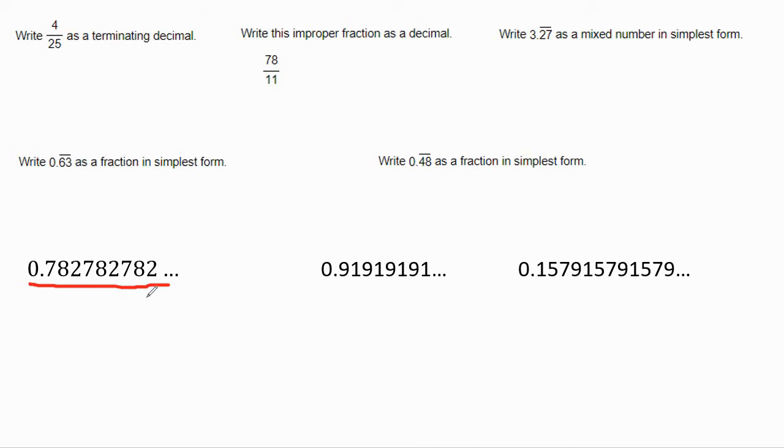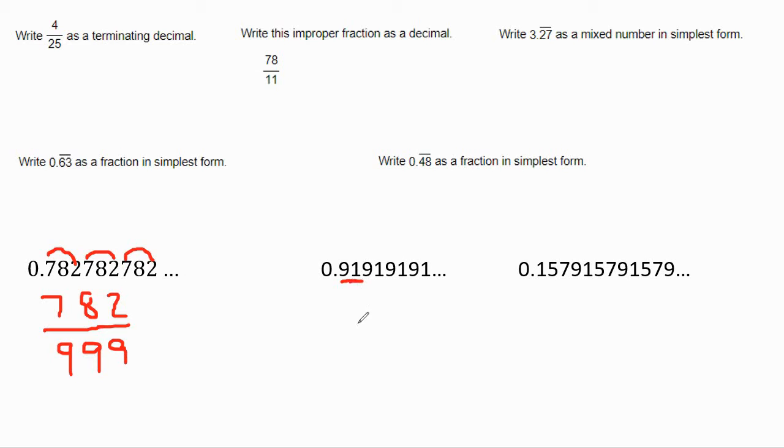782, 782, 782. There are three numbers in this pattern before it repeats itself. So all I have to do is write three nines on the bottom. It's always going to start off with nines. And there's three of them because that's how many numbers are in the pattern before it repeats itself. And for the numerator, we're just going to write 782. And then we're done.